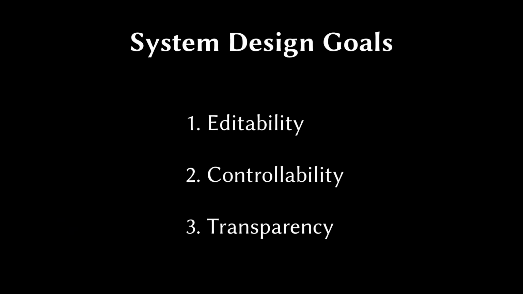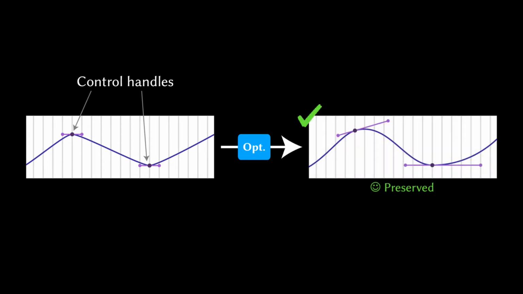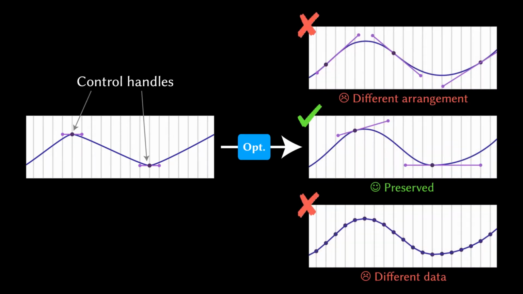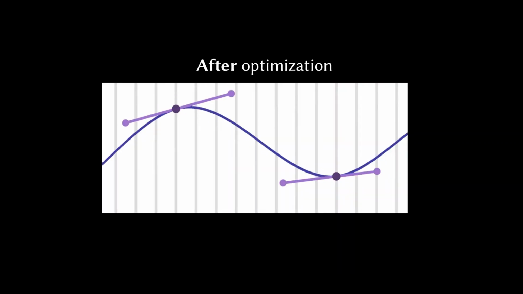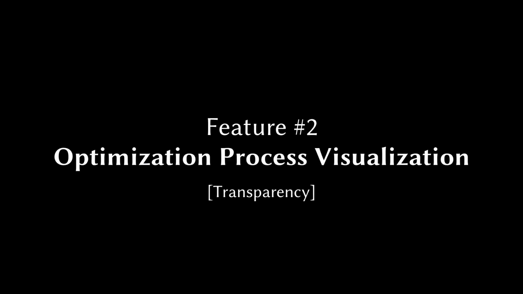To achieve these goals, we developed OptiMo, a proof of concept system. The system preserves the control handles during and after optimization. It does not change the representation of animation curves, which allows animators to easily understand the changes and to immediately begin to edit the resulting curves.